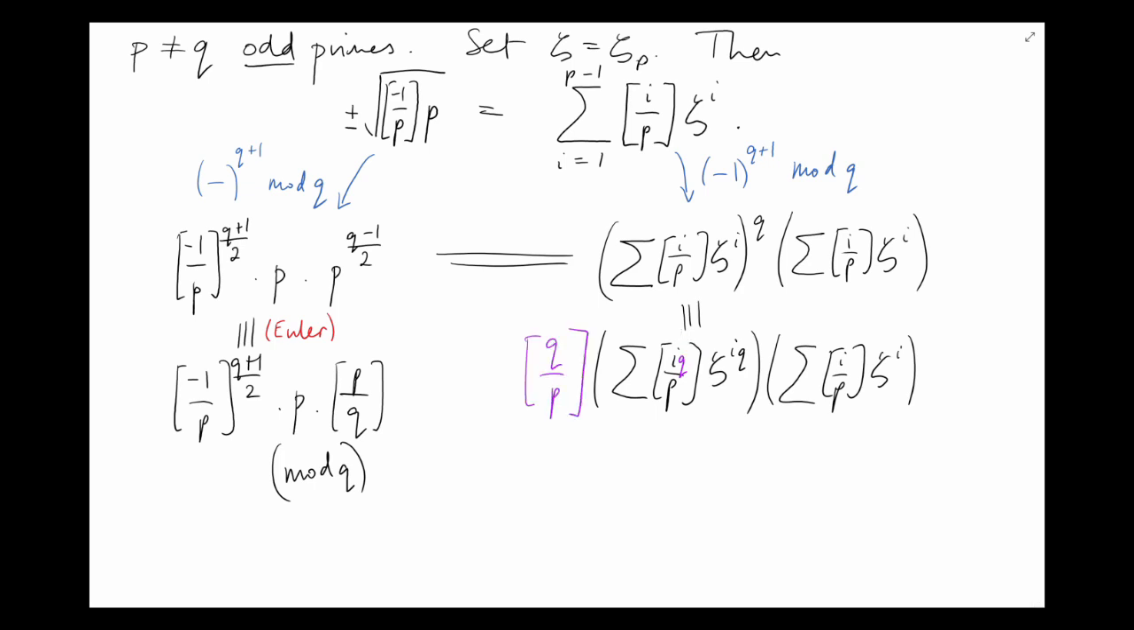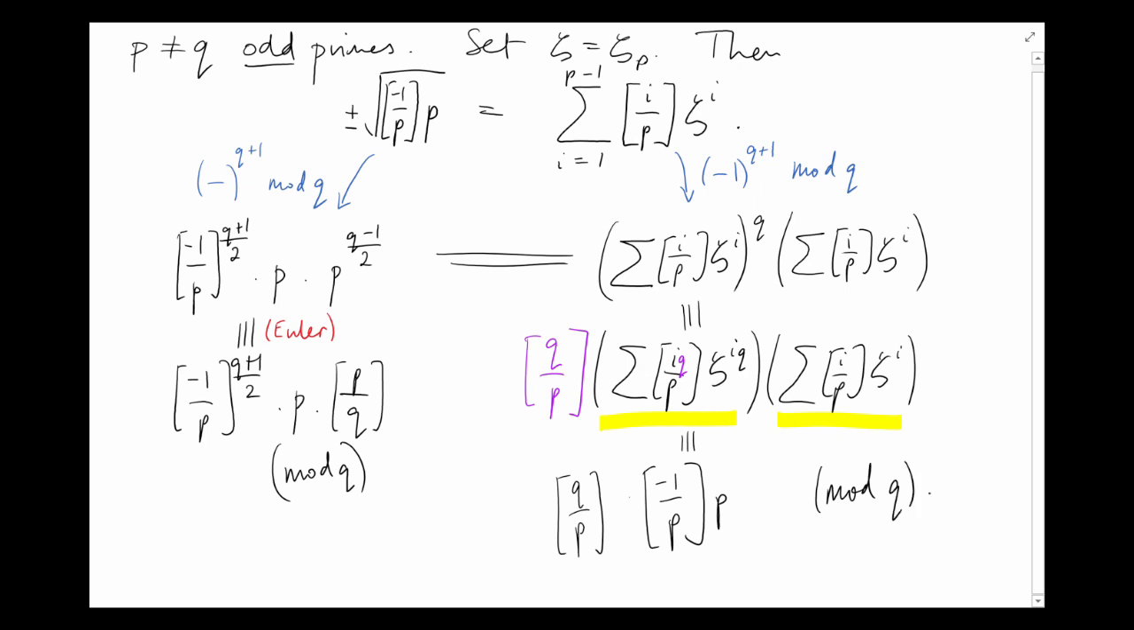Okay, now finally these two expressions are both just the same terms added up in a different order, so they're both equal to our original square root of (minus 1 over p) times p. So when we multiply them together, we get (minus 1 over p) times p mod q.